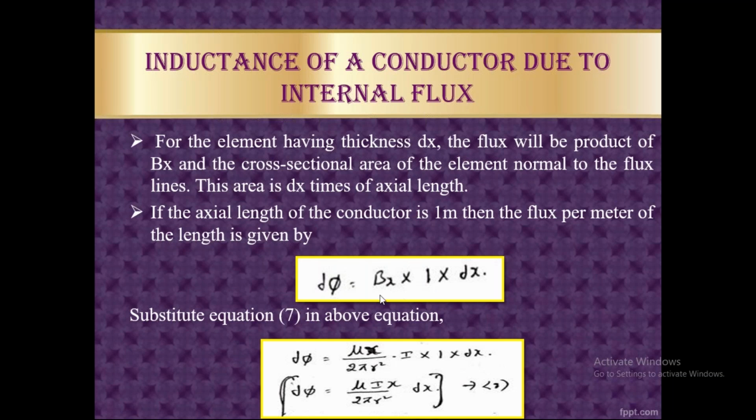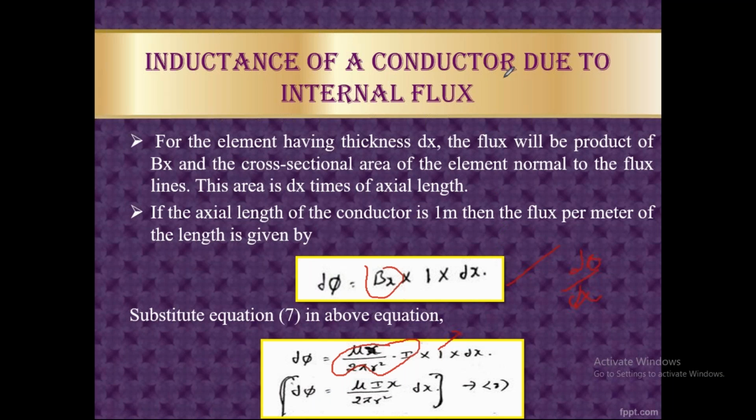Now from this equation, we already have the Bx value. So substitute the Bx value in this equation, then you will get d phi is equal to mu I x divided by 2 pi r square. This whole term belongs to the Bx value, into 1, the axial length of 1 meter, and this is the thickness dx. Why? Because the flux density depends on the thickness, and based on the thickness the flux will be generated. So this is given by the flux density from the relation we obtained here.